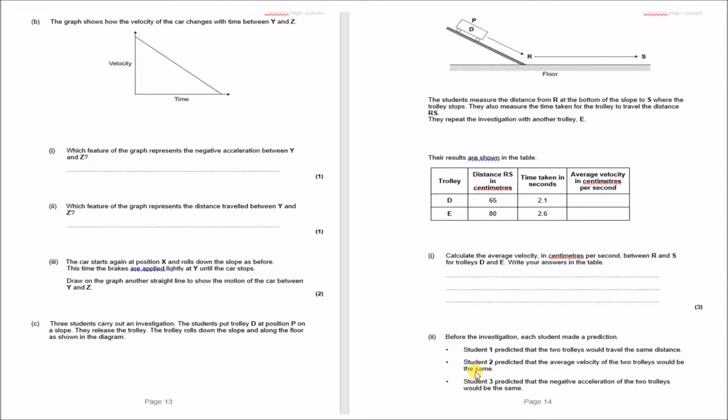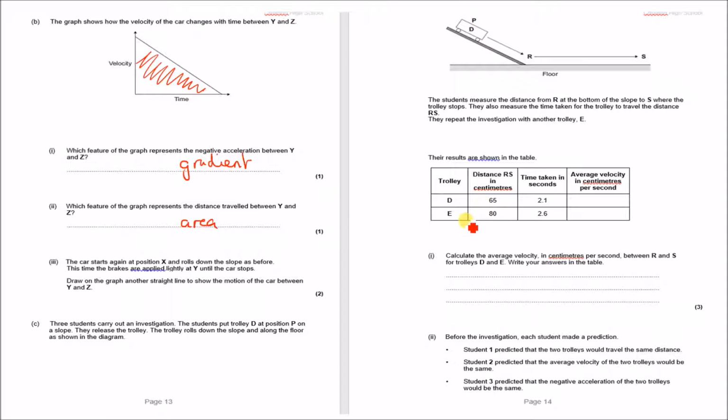Right, the graph shows how the velocity of the car changes with time between Y and Z. Which feature of the graph represents the negative acceleration between Y and Z? Remember, this is the gradient. So the gradient represents the acceleration, or in this case, the deceleration, which is negative acceleration. Which feature of the graph represents the distance travelled between Y and Z? Well, if we knew the values, the area in a velocity time graph represents the distance, so it is the area.